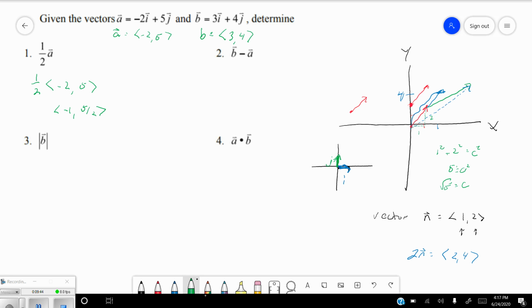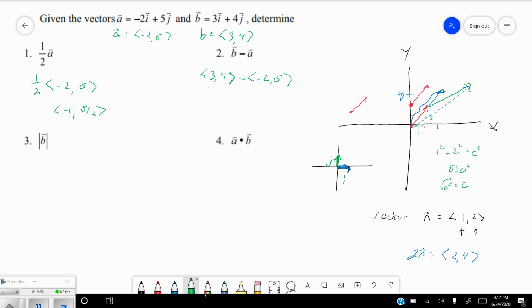And there you go. Number 2 says we want to take B minus A. So B is the vector 3, 4, and we want to subtract the vector -2, 5. Let me erase that real quick and redraw that. That's a minus.